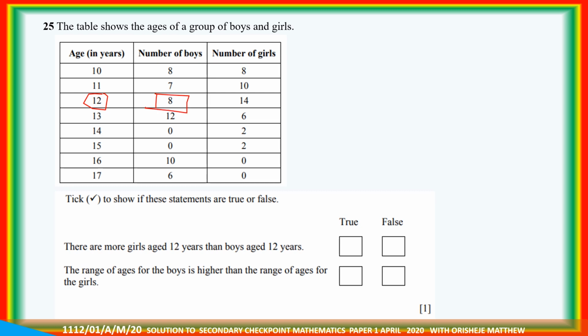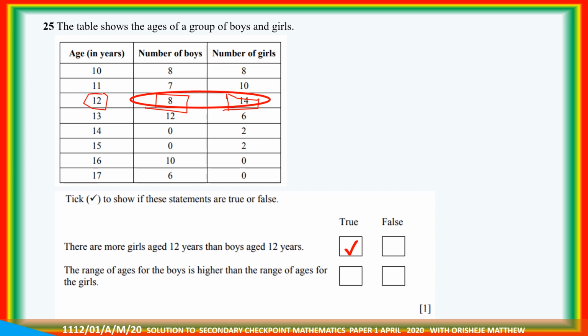Then how many girls? Which one is more? The girls. So if you look at that, there are more girls. There are 4 more girls. No, 6 more girls than boys. So that one is correct. The range of age for boys is higher than the range of age for girls.